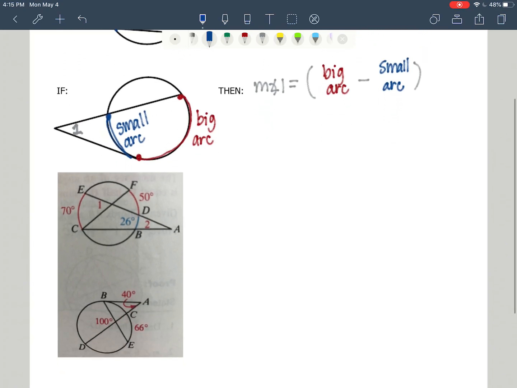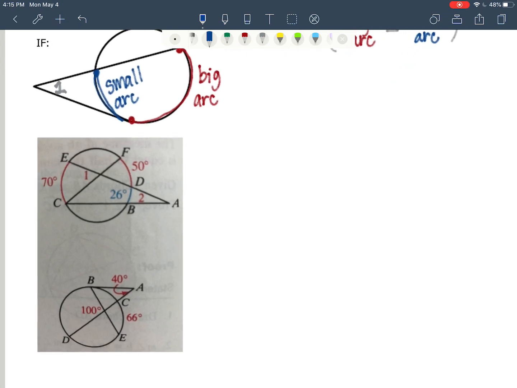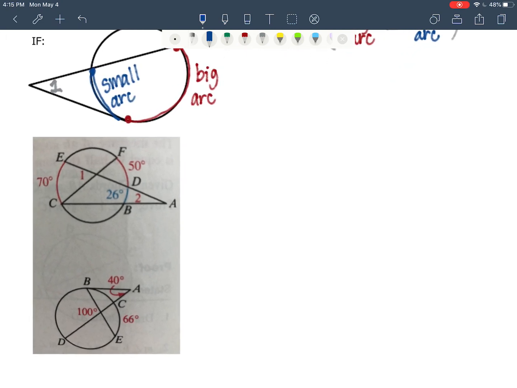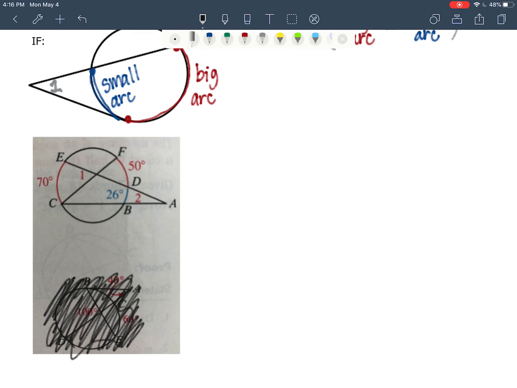So let's try it. Let's see if we can find the measure of angle 1 and angle 2 in this first problem. The measure of angle 1 and the measure of angle 2. Now, I'm not sure about the second picture, so I don't want you looking too much at it. I can always erase this right here. So for now, I'm just going to cross it out because I don't want you looking at that. We're working on this first one.